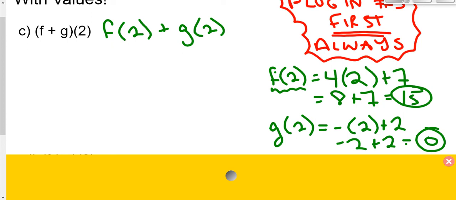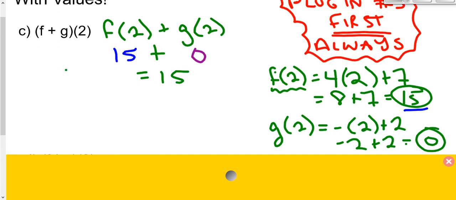So when it comes time to plug in my equation up here, f of 2 plus g of 2, I'm going to use f of 2 is 15, and I'm going to use g of 2 is 0. And then I just have to add them together. And that's it. 15 plus 0 is 15.